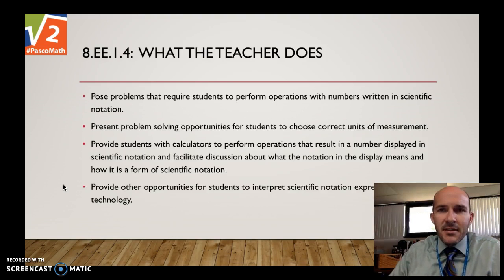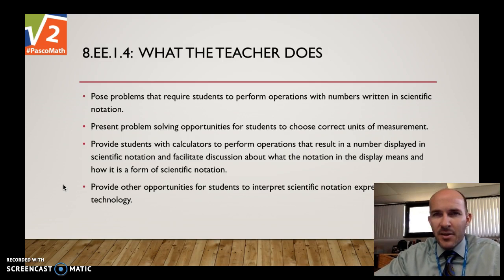So let's look at what the teacher does. The teacher needs to pose problems that require students to perform operations with numbers written in scientific notation, present problem-solving opportunities for students to choose correct units of measurement, and provide students with calculators to perform operations that result in a number displayed in scientific notation. Facilitate discussion about what that notation on the display means and how it is in the form of scientific notation. And then provide other opportunities for students to interpret scientific notation expressed with technology. Again, I'll show you what that looks like in a second.